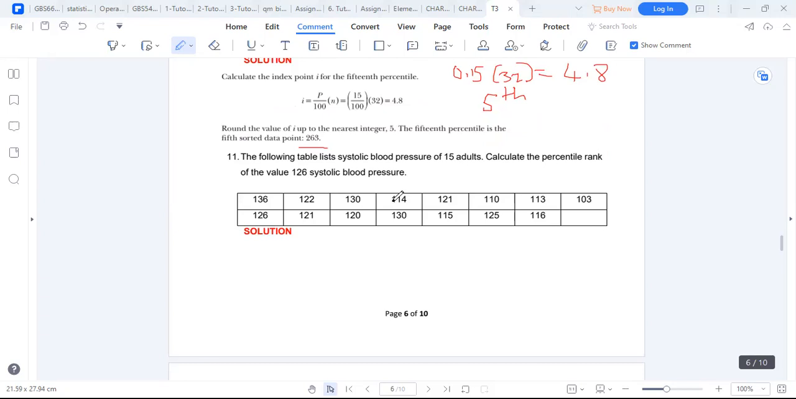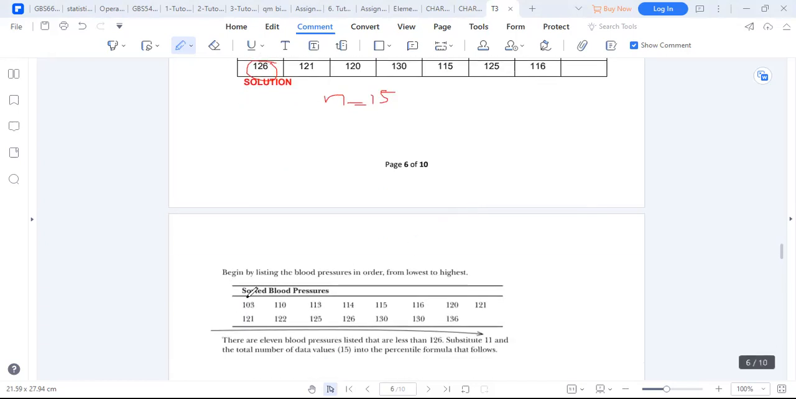Question number 11. It has 15 adults. We are asked to calculate the percentile rank with the 126 systolic pressure. Now this is interesting. It has 15 adults. N is what? 15. So we're going to look at what percentile is represented by 126 of this figure there. Firstly, we need to arrange it in order from the lowest to the highest. So we identify the position that 126 has.